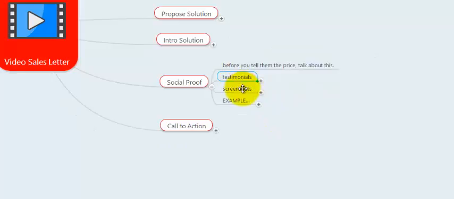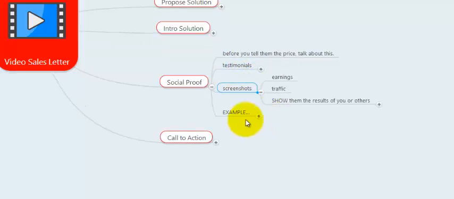So after you've shown some testimonials, here's where you can actually get into some proof elements, through screenshots. If you are selling a product related to how to make money or a business-to-business type product, this is probably going to apply to you. If not, then we can always show some other type of screenshot.